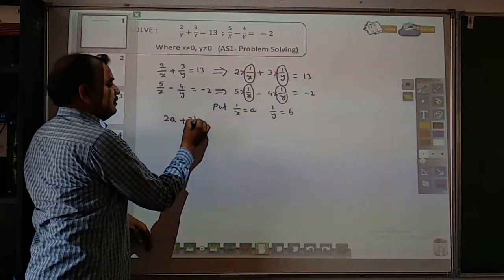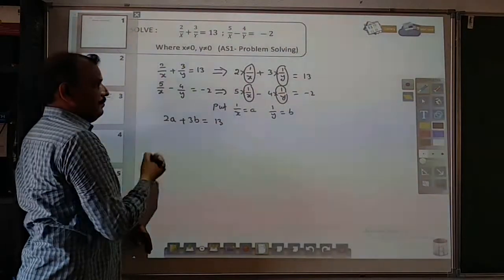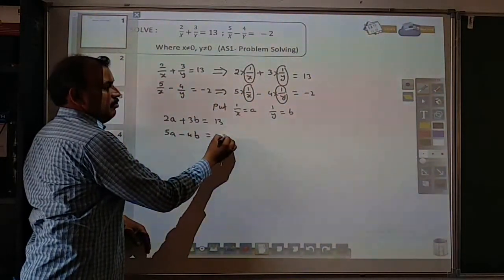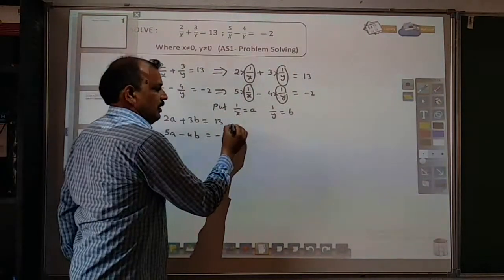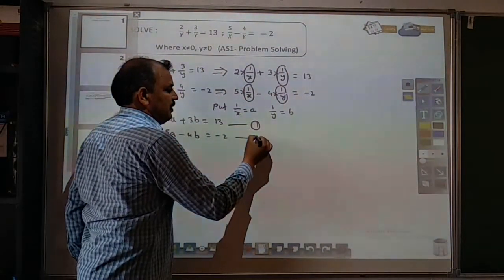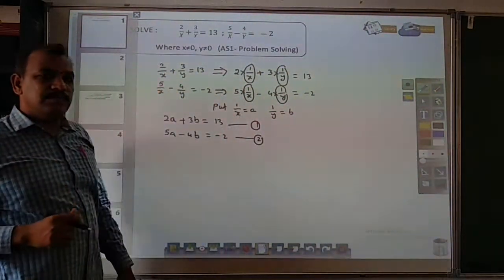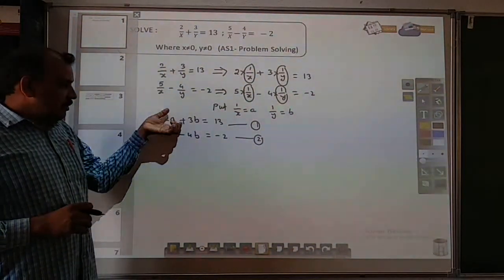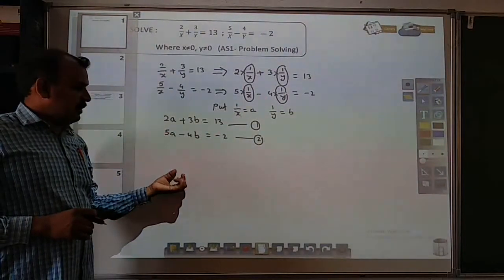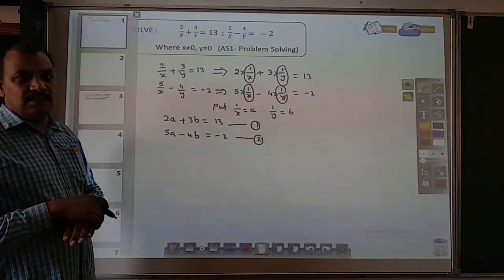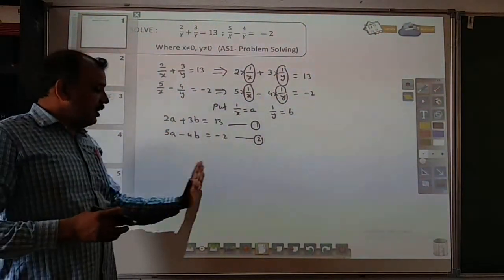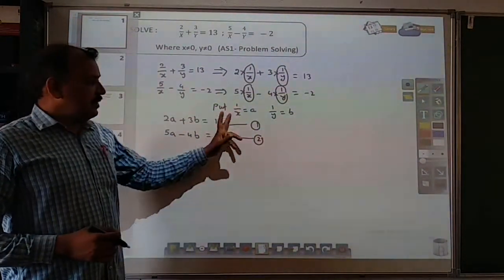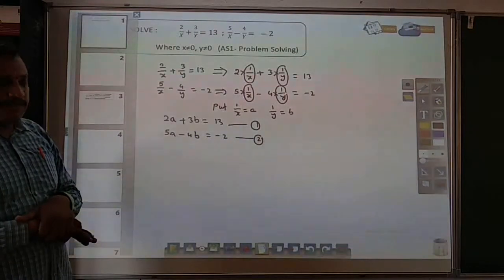2a plus 3b is equal to 13. 5a minus 4b is equal to minus 2. Let these be equation number 1 and equation number 2. Here we got two equations. Solve these two equations. You will get the a, b values. Later a, b again converted into x, y. Then x, y is the required answer.